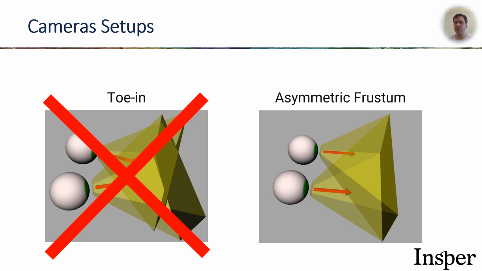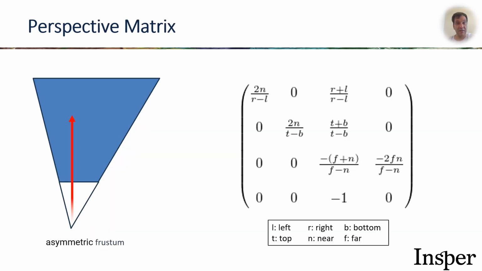Therefore, the most used approach is to utilize the asymmetric frustum. In this method, you maintain your cameras precisely perpendicular to the virtual screen you wish to render, while creating an asymmetric deformed frustum for both eyes. Here, on the left-hand side, there is a top view of the distorted frustum, and on the right hand, we can observe the homogeneous perspective matrix used when we need an asymmetric frustum.